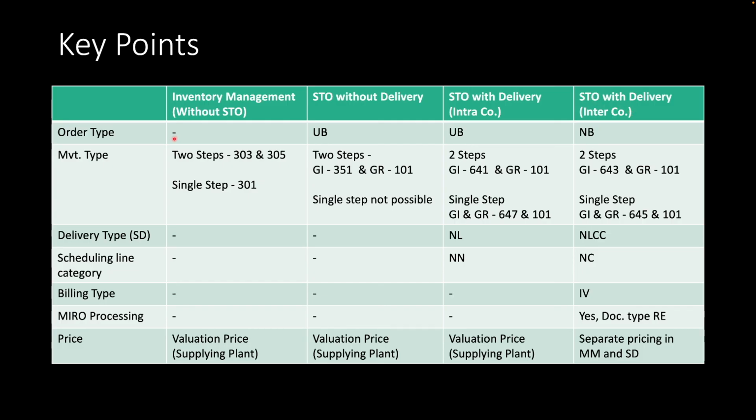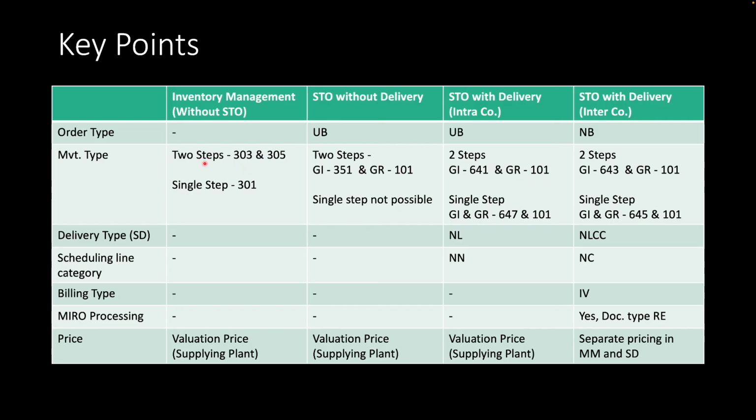You can see here for inventory management method, the order type is not applicable. That is, the order type is not required. For STO without delivery, the order type is UB. For STO with delivery for intra-company code, the order type is again UB. And for STO with delivery for intercompany code, the order type is NB. These are the order types that you have to select while you are creating the stock transport order.